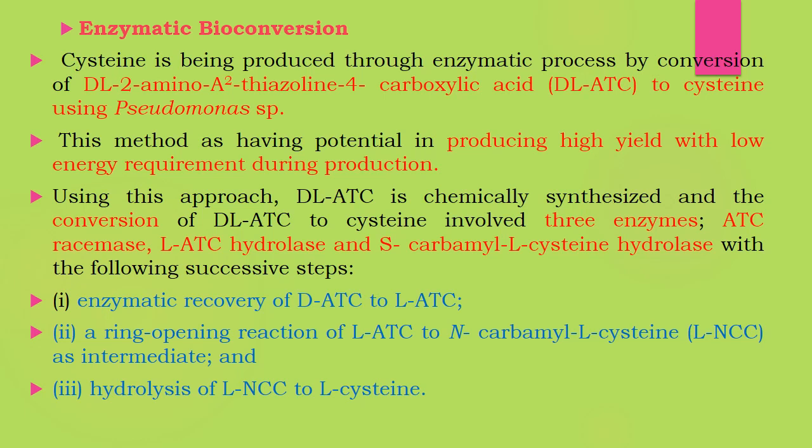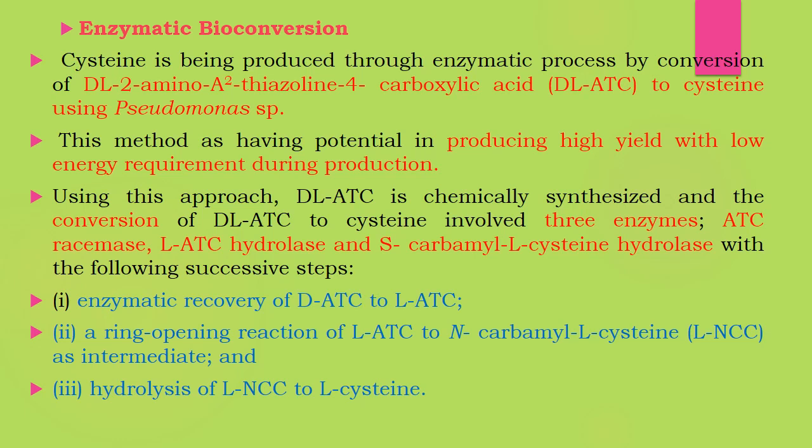So initially in the medium itself they have DL-ATC, which is nothing but DL-2-amino-delta-2-thiazoline-4-carboxylic acid, which is converted into cysteine with the help of a Pseudomonas species. By this method a very good yield is obtained, so they went for this approach. But they require 3 different types of enzymes. One is ATC racemase enzyme, and L-ATC hydrolase enzyme, and another one is S-carbamyl-L-cysteine hydrolase. These enzymes are very essential for the conversion process.